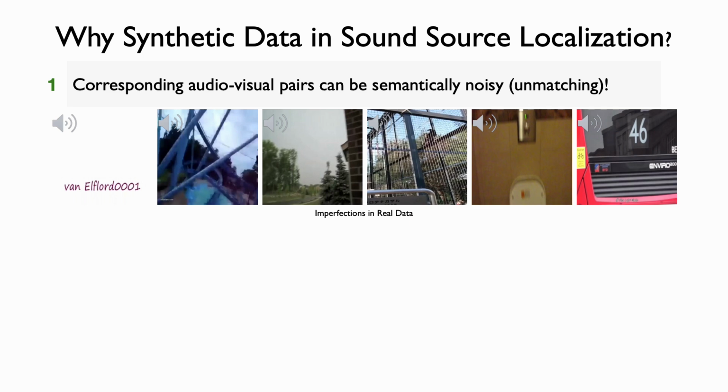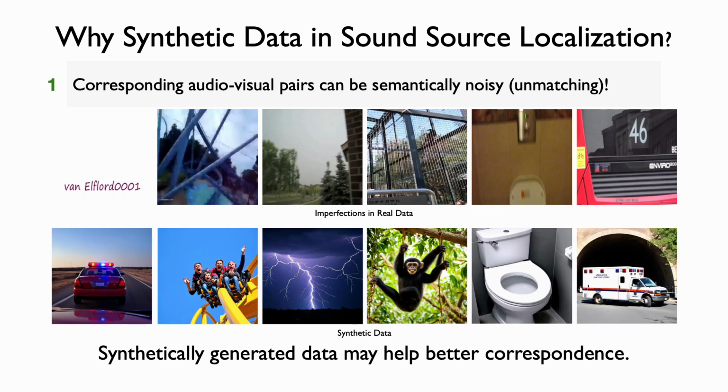One major issue is that uncurated training data often contain misalignment between images and audio. This happens because training images are usually extracted from the middle frame of videos without considering semantic relevance, as shown in these examples. However, highly controllable synthetic data generation can help reduce audio-visual misalignment by creating samples for specific semantic concepts. As shown here, synthetically generated data can provide better audio-visual correspondence.